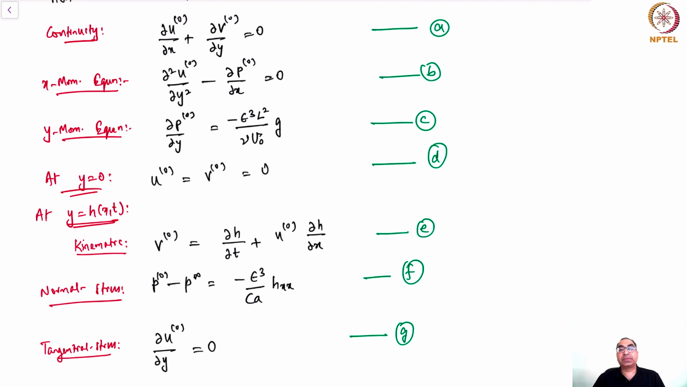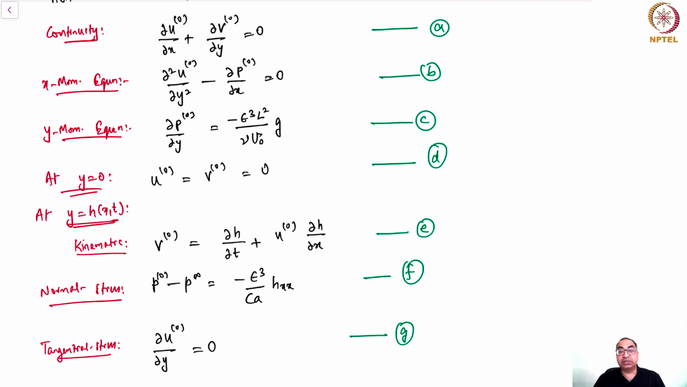So notice that some of these equations are quite straightforward. For example, I can integrate equation C to get the hydrostatic pressure variation across the thin film in the y direction. Now, once I know that pressure, I can use equation B, which is the x momentum equation, to get the horizontal velocity u0. I can use the continuity equation to get the vertical velocity v0. And then we can use the velocities u0 and v0 and substitute them into the kinematic condition. And that's how we would get the evolution equation for the height.